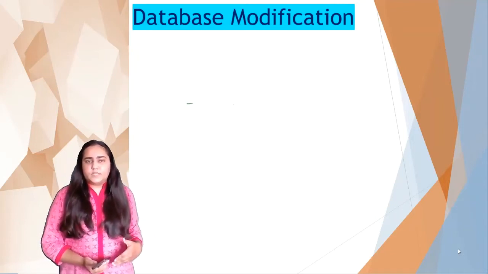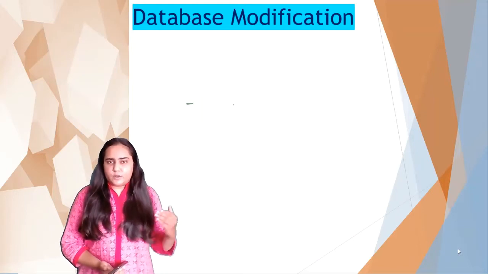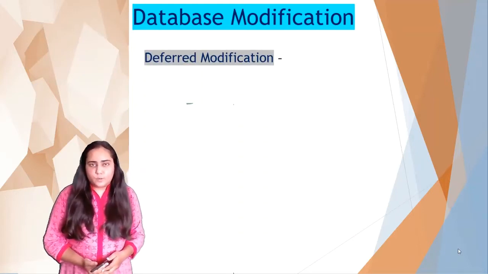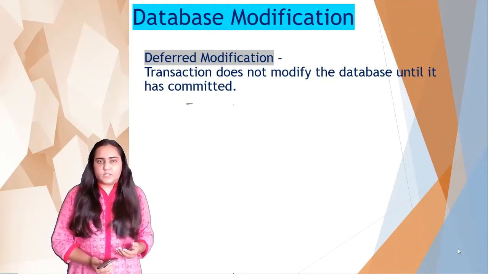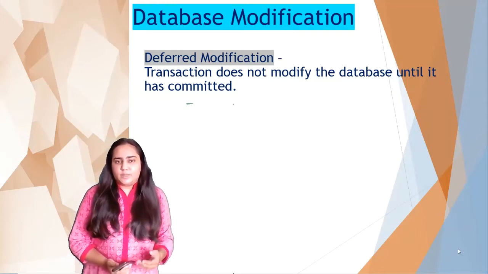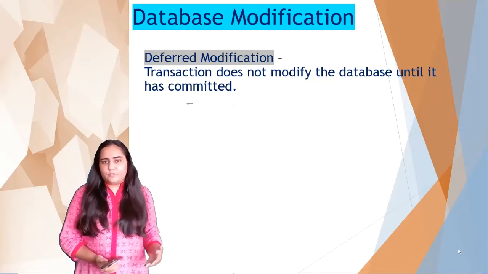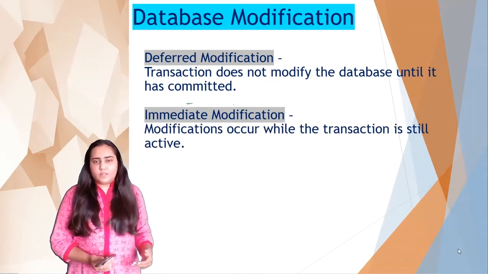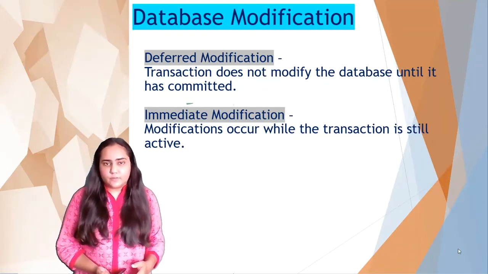And in order to understand that, I'd like you to first know how the database is modified. There are two methods of doing it. The first method is known as deferred modification, where a transaction does not modify the database until it has committed. So till the transaction commits, it will not modify the database. And the second modification is immediate modification. In this, modifications occur while the transaction is still active.